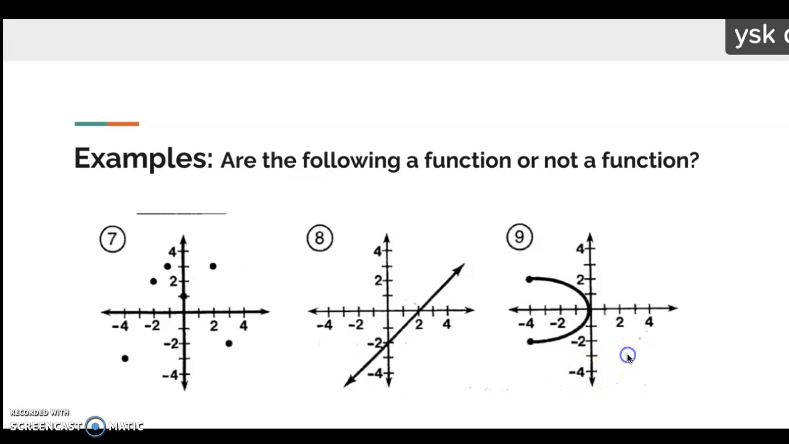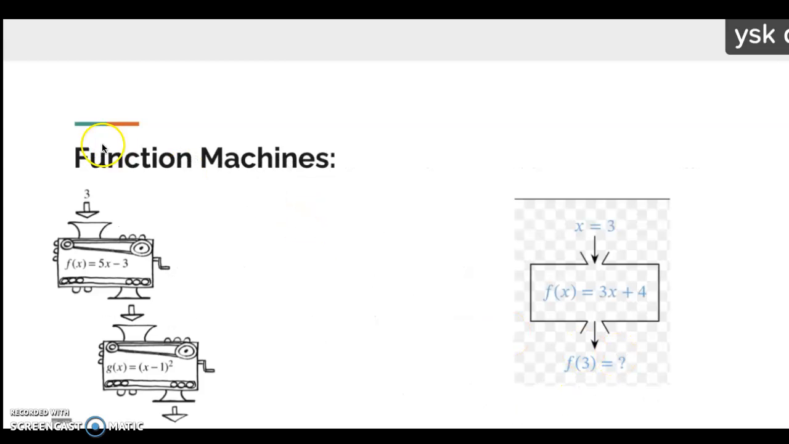Now let's look at what function machines look like. So a function machine basically is this wonderfully drawn little machine box that has a function inside. Notice the function is like an actual equation. The only difference is instead of saying y equals 5x minus 3, this says f of x. F of x is function notation, but it still just means y, or the output. Notice up here they give you this number 3. That means this is the number that they want you to plug into your equation.